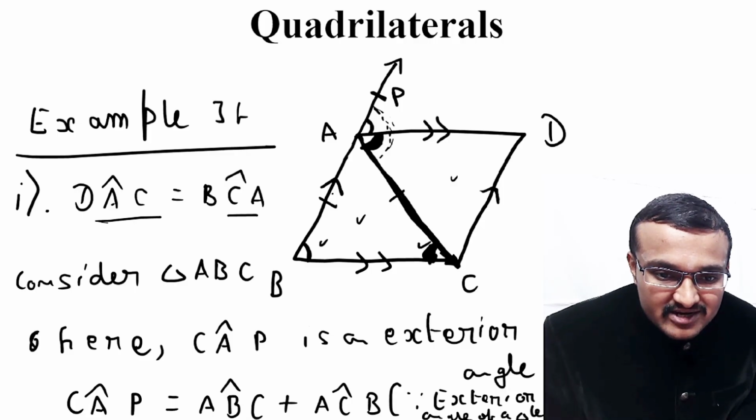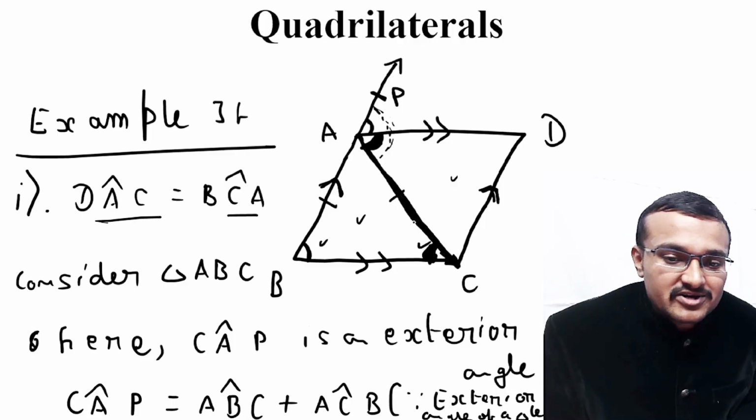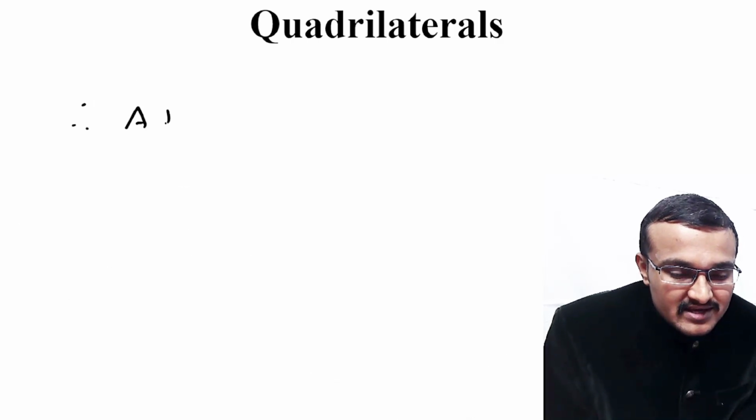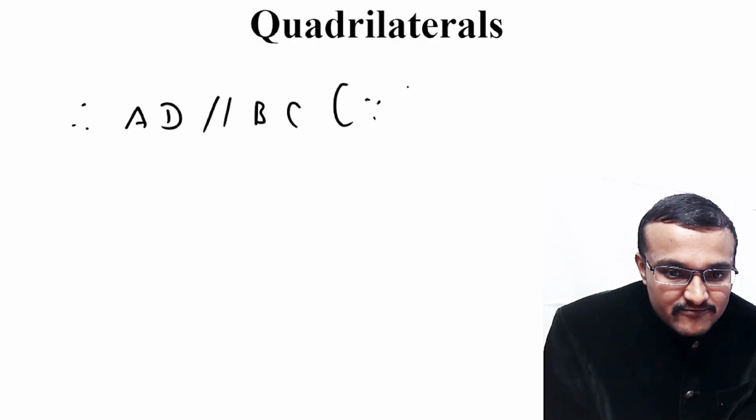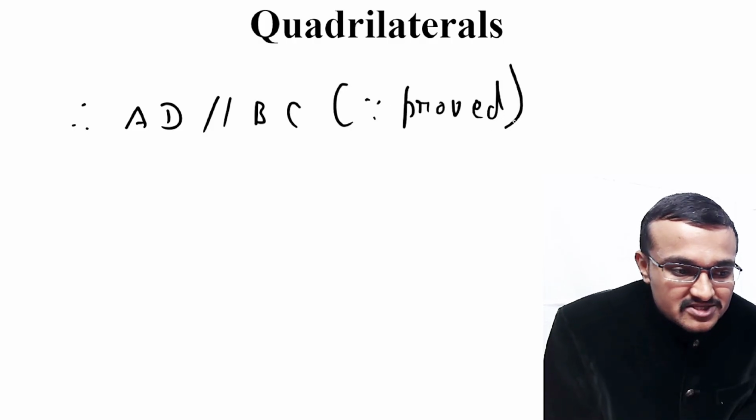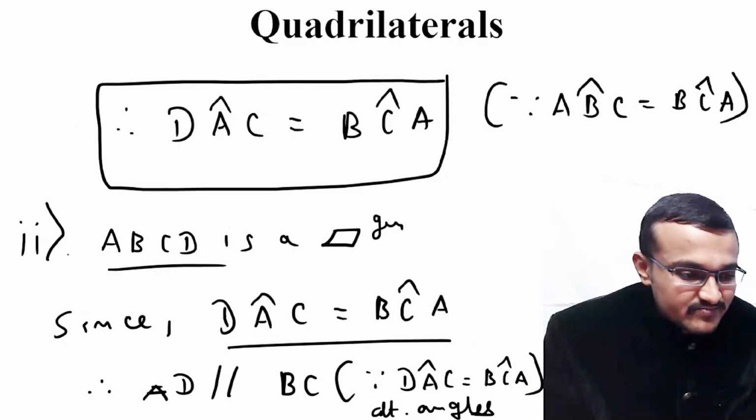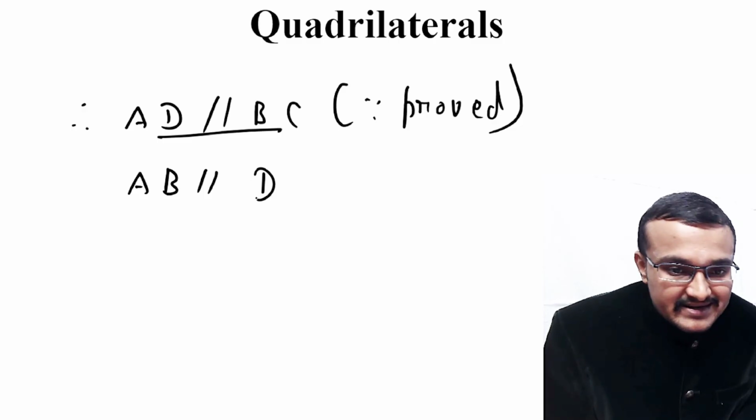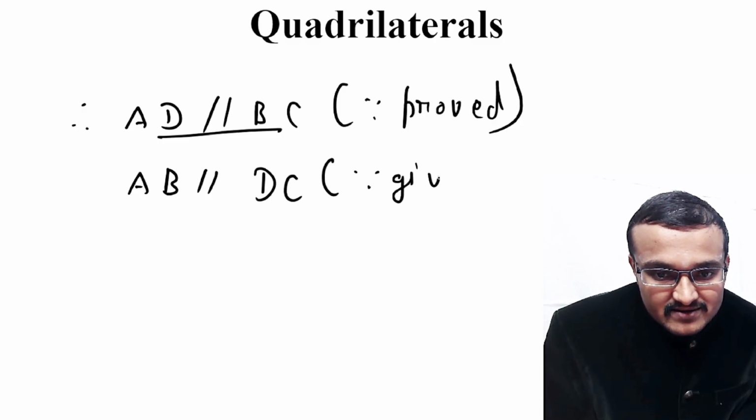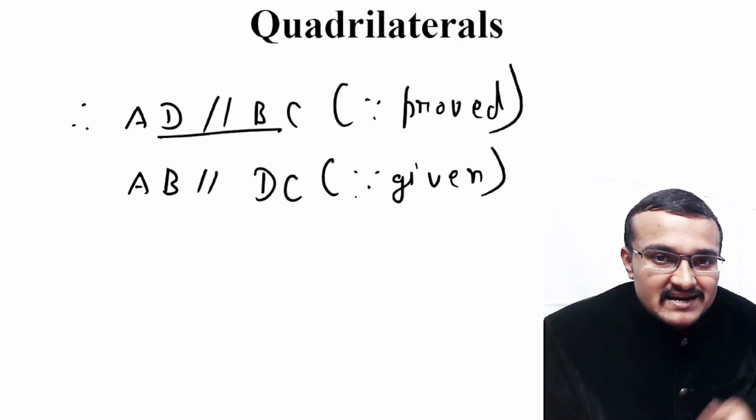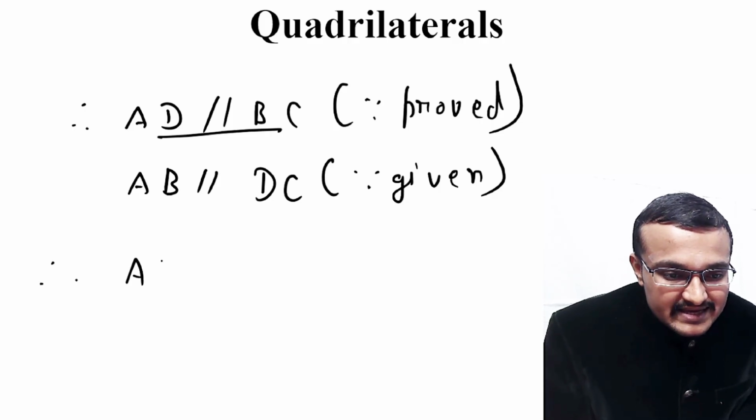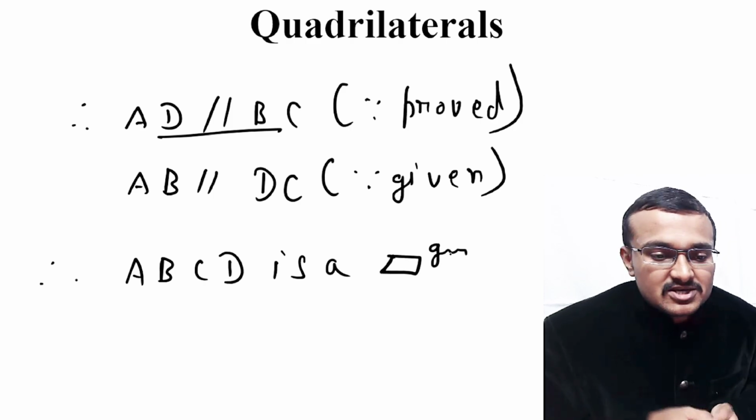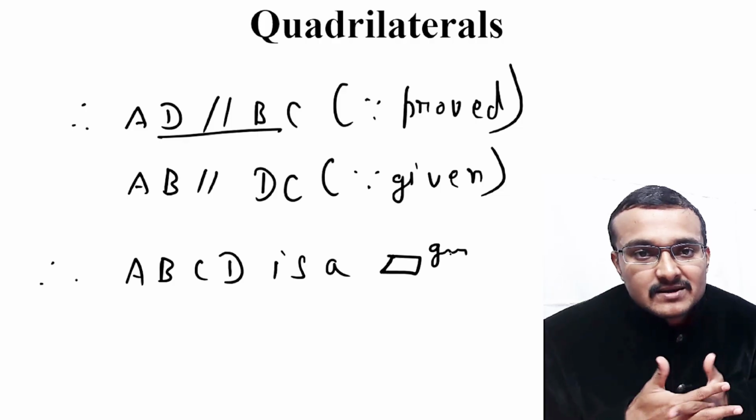And they have already given AB is parallel to CD. So here AD is parallel to BC. So therefore AD is parallel to BC, that we have proved now, because here DAC is equal to BCA, and they have already given this particular AB is parallel to DC. This is already given. So since opposite sides are parallel to each other, therefore ABCD is a parallelogram. So hence we had proved that ABCD is a parallelogram.